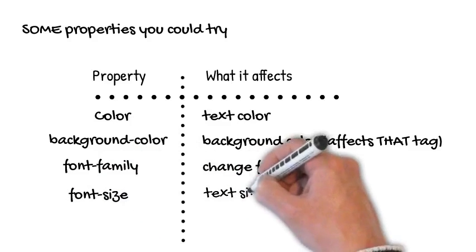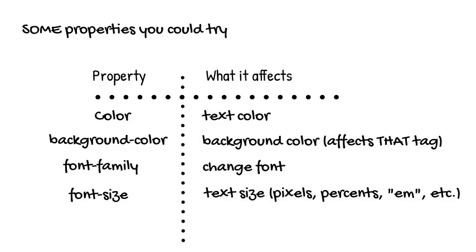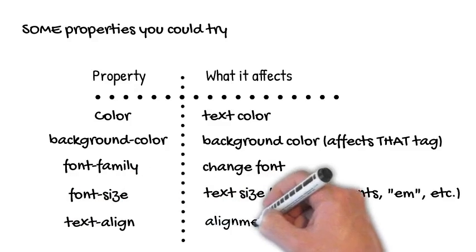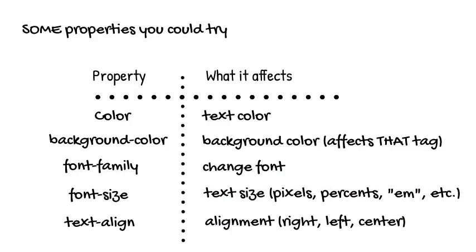You could also have a little bit of fun with font size. Font size allows you to change the size of the text within a tag, and it's usually measured in pixels, although you could also use things like percents and ems, which we'll get into in later videos. And then there is text align, and text align will allow you to put a particular line of text in the right, center, or left of the page.